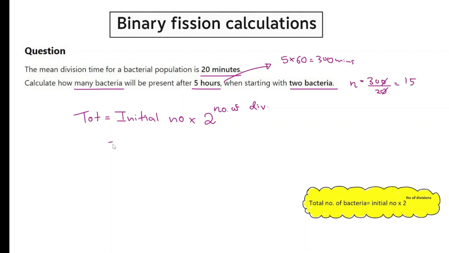So the initial number is 2, starting with 2 times 2 to the power of 15. And all you need to do is put this in the calculator. So at the end of 5 hours, starting from just 2 bacteria, you will have 65,536.